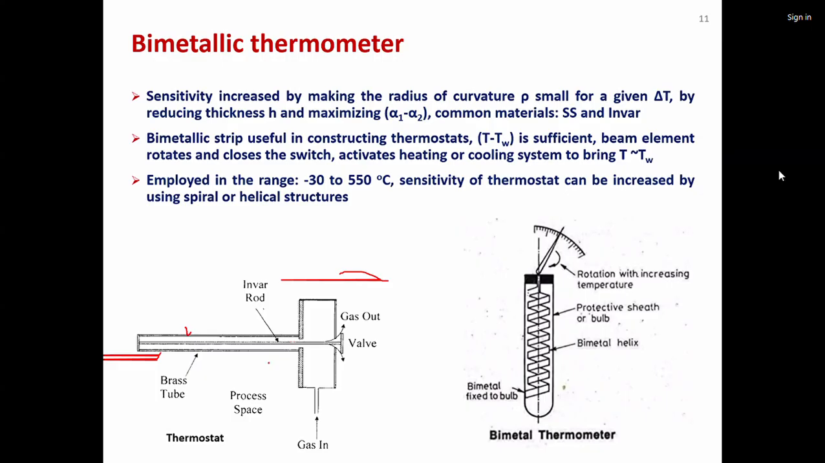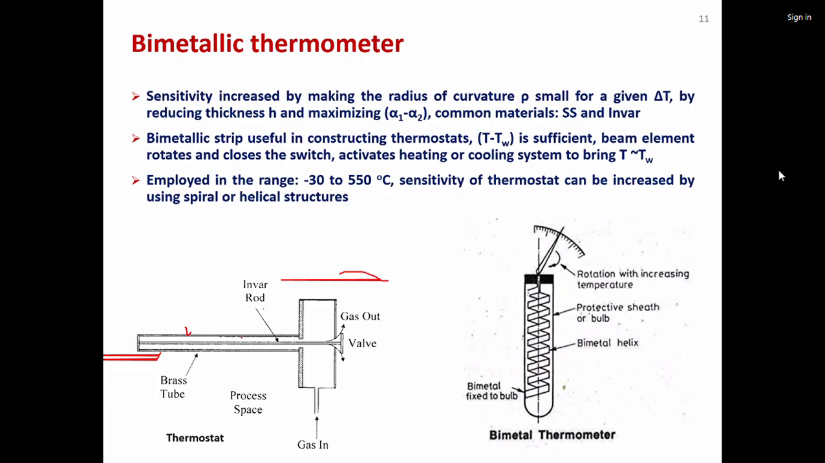When this brass tube expands, it is going to pull the inward rod with it. That means the valve is going to close. Now, if the ambient cools down, the valve gets closed because the set temperature of 20 degrees has been reached. But this ambient, which is basically the room, also has heat exchange with the surrounding. That means outside your house, for example, the temperature is much cooler. So essentially, this process space temperature will go down.